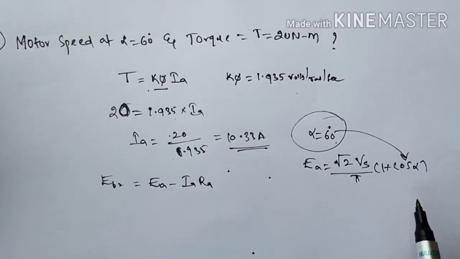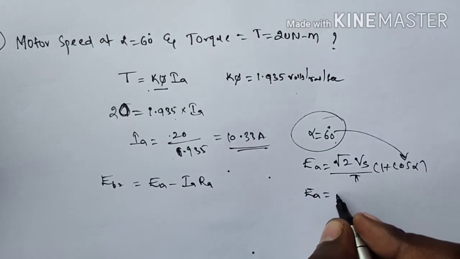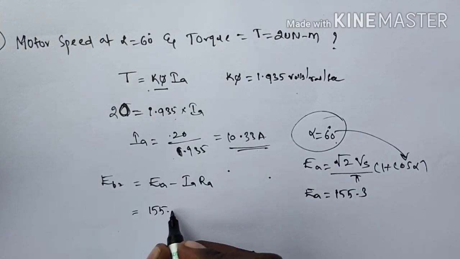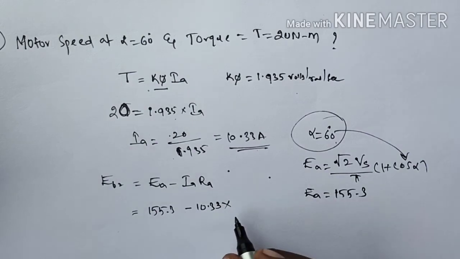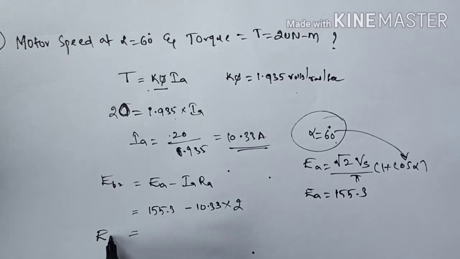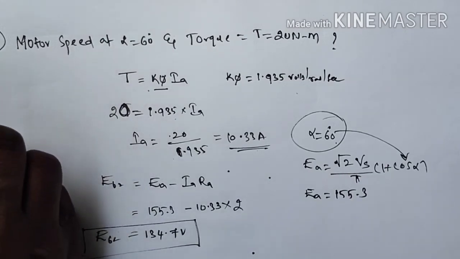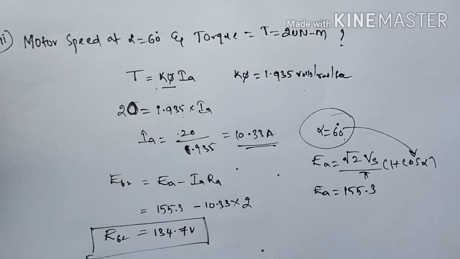The same thing you have to calculate here, 155.3. Now let us substitute. EA is equal to 155.3, minus the IA value, which is 10.33, into the RA value, which is 2. So EB2 is equal to 134.7 volts. This EB2 is for our second problem, the value for the second one.